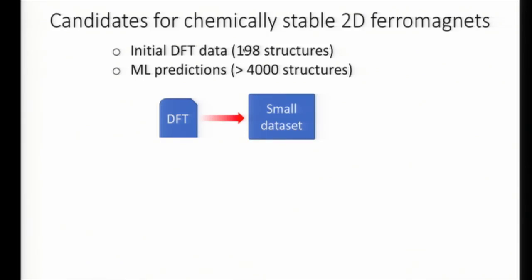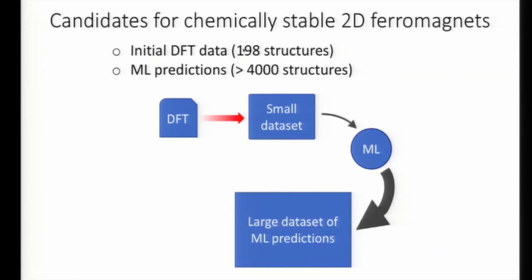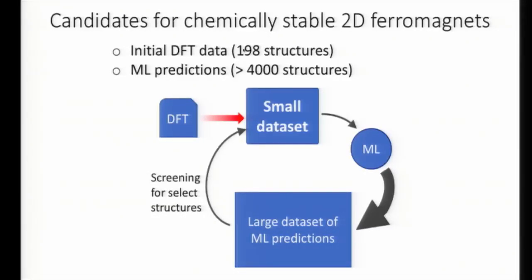So the idea is you have some DFT data, you create a small data set of structures, you train a machine learning model with these data, you make a prediction of a large data set, but you don't necessarily trust all your machine learning predictions, they have uncertainties. So what you do is you select perhaps the ones that are most favorable, and then you do a confirmation by DFT. And so in the end, you have a slightly bigger DFT data set, which you can then feed into a machine learning model again, screen it. What happens is your model gets better with more data, and you can repeat this cycle.